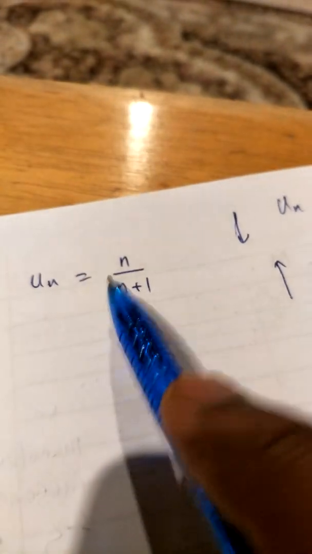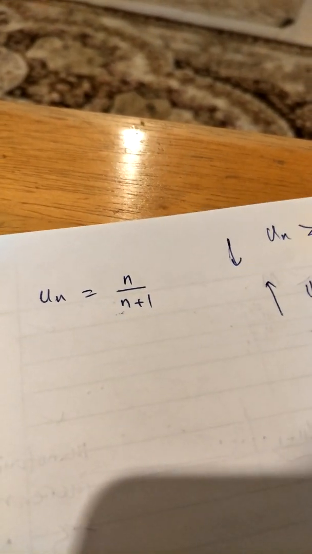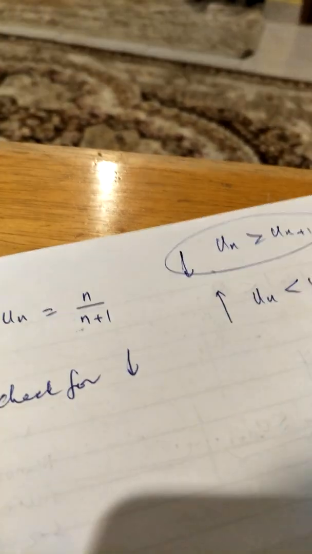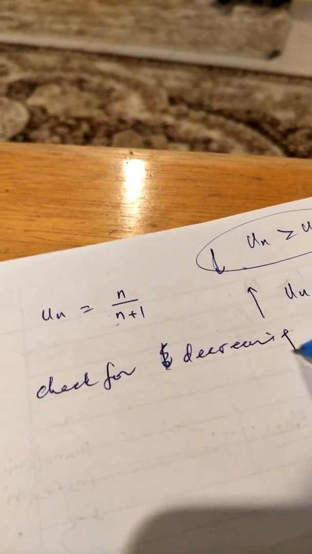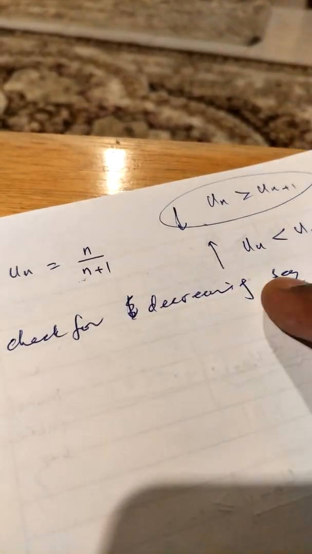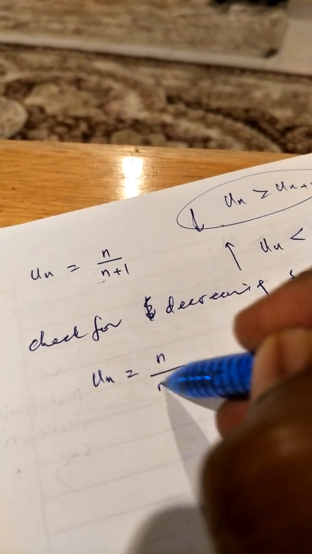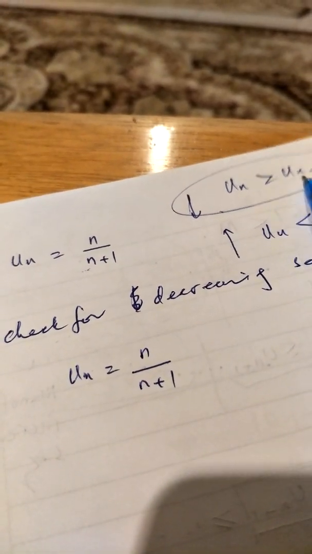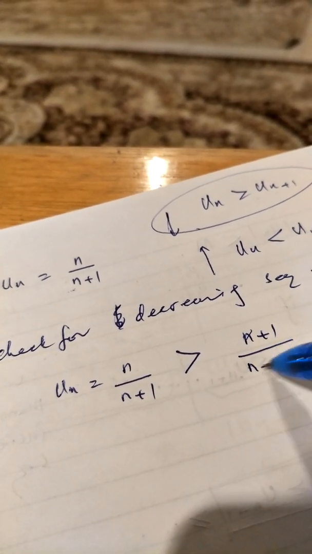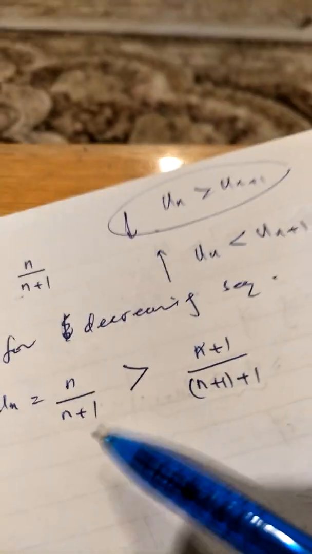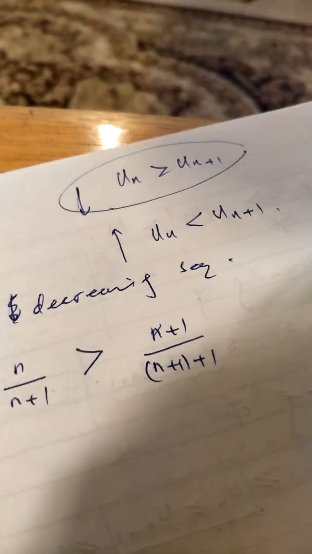Now if you take un and un plus 1, let's say I want to check for a decreasing sequence. I'll write it out. If you want to check for a decreasing sequence, we choose un as given: n over n plus 1. We want to show it's greater than un plus 1. Our un plus 1 is n plus 1 over n plus 1 plus 1.